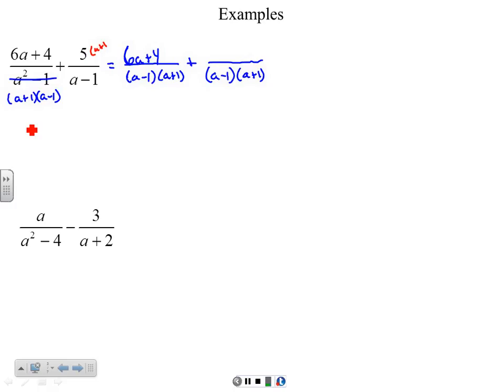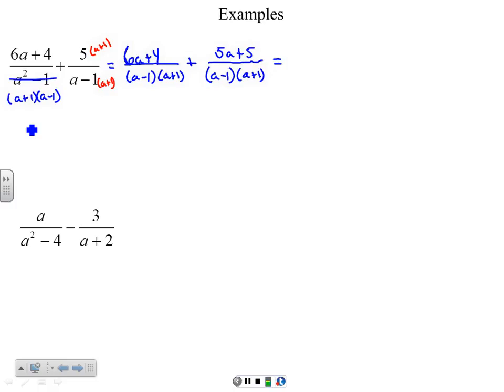So we're going to multiply the top and bottom by that a plus 1. So on the top, again, it's the distributive property because we're going to have to combine the numerators in just a minute. But on bottom, we've already done the multiplication, but we're going to leave it as is so that we can reduce later on.